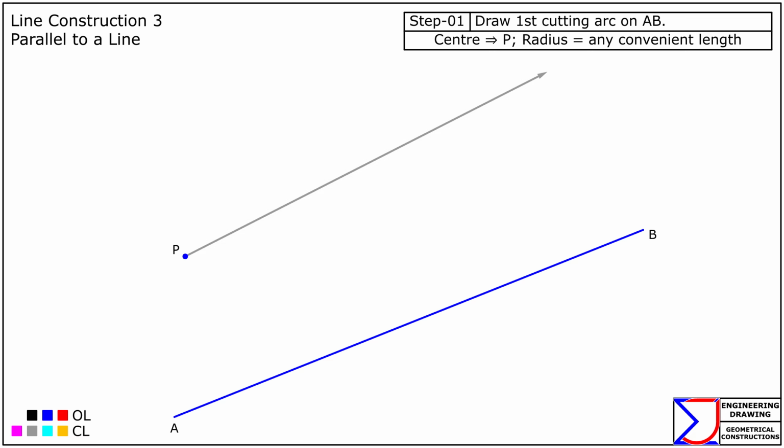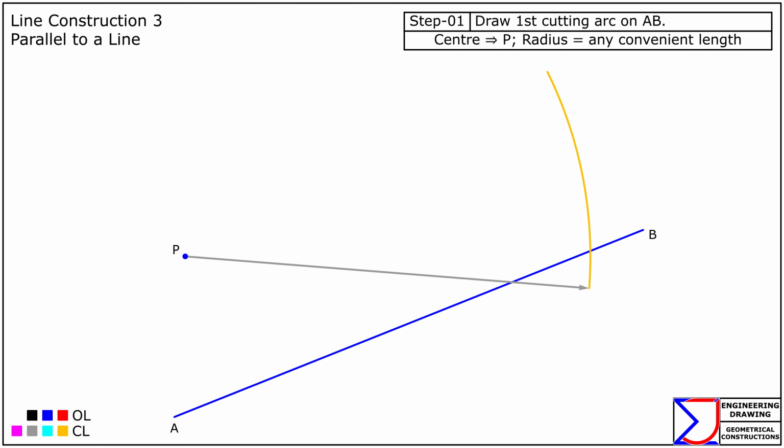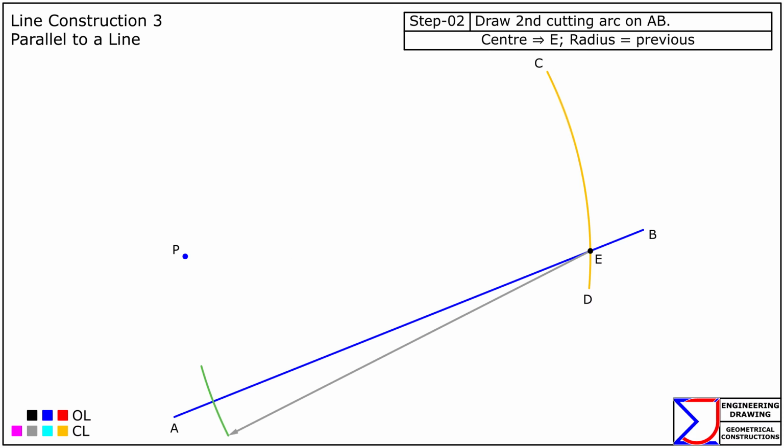First, with P as the center and any convenient radius, draw an arc, CD, that cuts AB at point E. After that, with E as the center and the same radius, draw another arc cutting AB at point F. Then, with E as the center and radius equal to FP, draw an arc cutting CD at point Q.